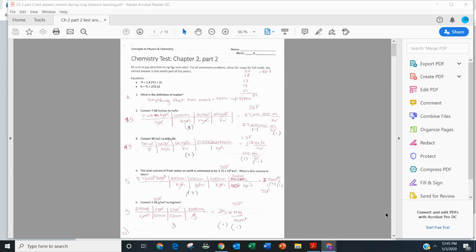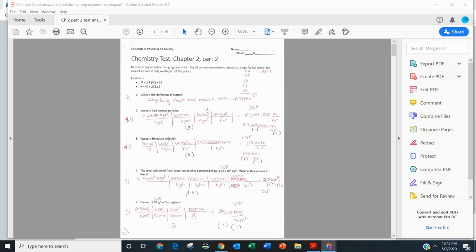I think generally people who had problems with conversions had problems with conversions. The one thing that I did want to point out is that this kilometers per second, a lot of people were putting both the kilometers per second up here in the top, and then when they went to cancel units, their seconds were here in the top part as opposed to in the bottom part, and that messed everything up.